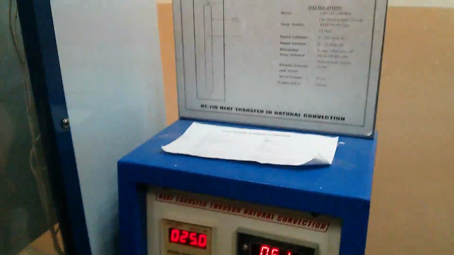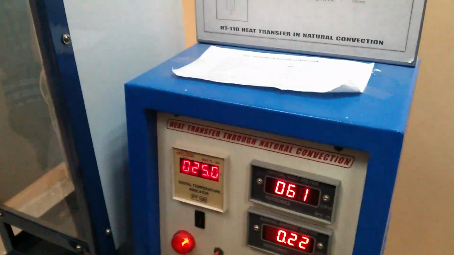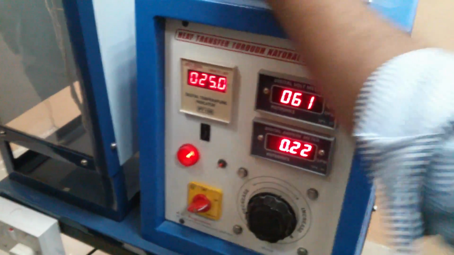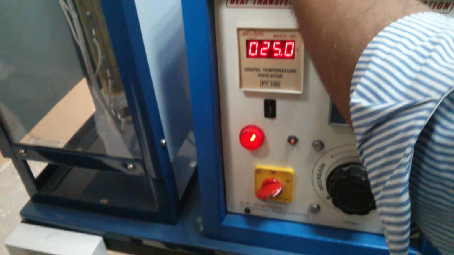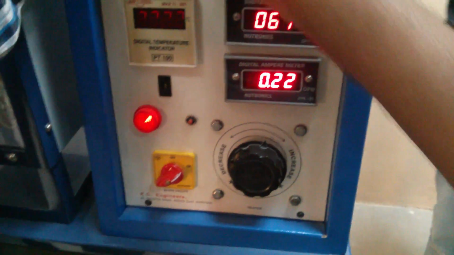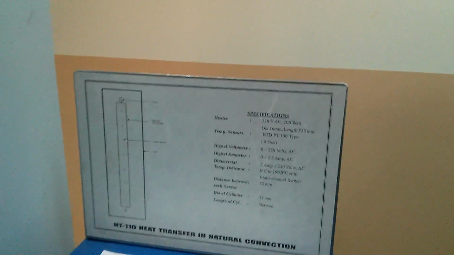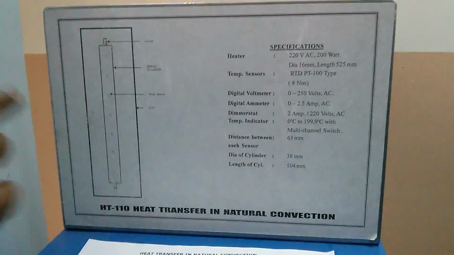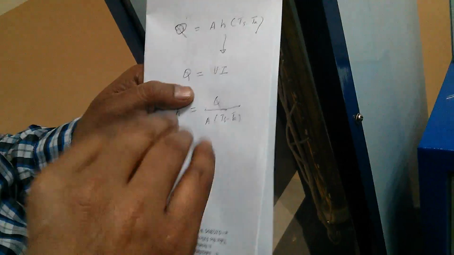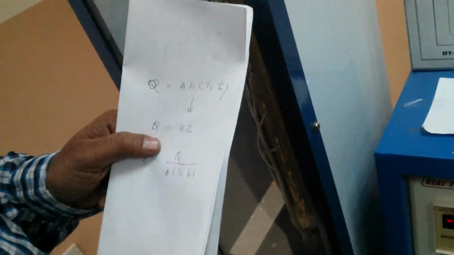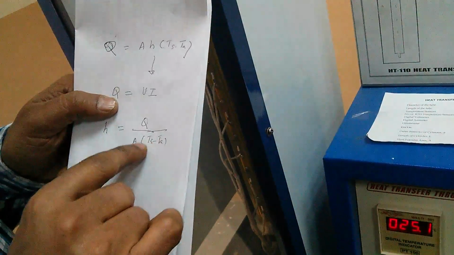T1 to T7 give me the surface temperature, and T8 is the ambient temperature. Ts is calculated by finding the average of T1 to T7: T1, T2, T3, T4, T5, T6, T7 divided by 7. That gives you the average surface temperature of the cylinder.